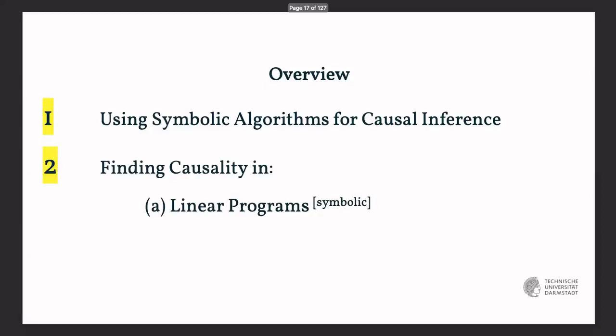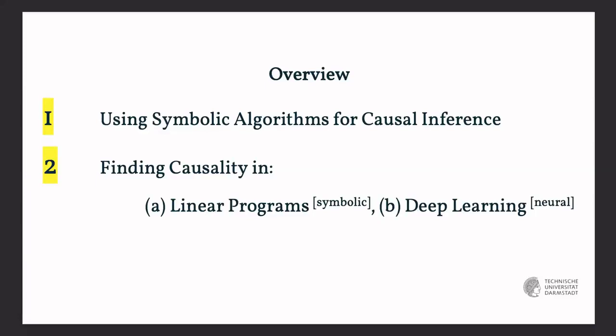Then in the second part, I want to talk about how we can actually find causal meaning, or whether something is already causal, in both symbolic approaches, where I'll take the example of linear programs, but also in neural approaches. So more specifically deep learning, geometric deep learning especially.